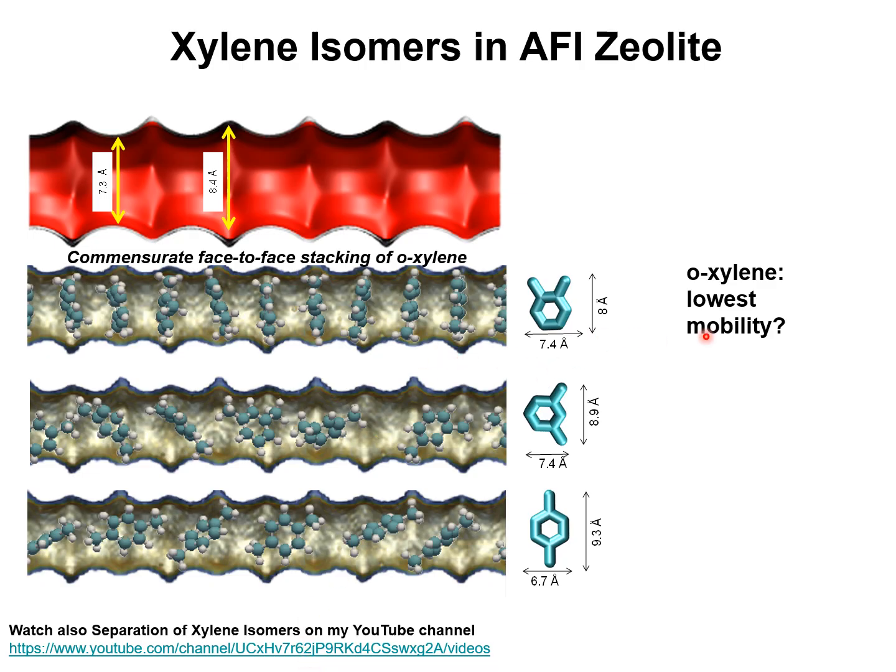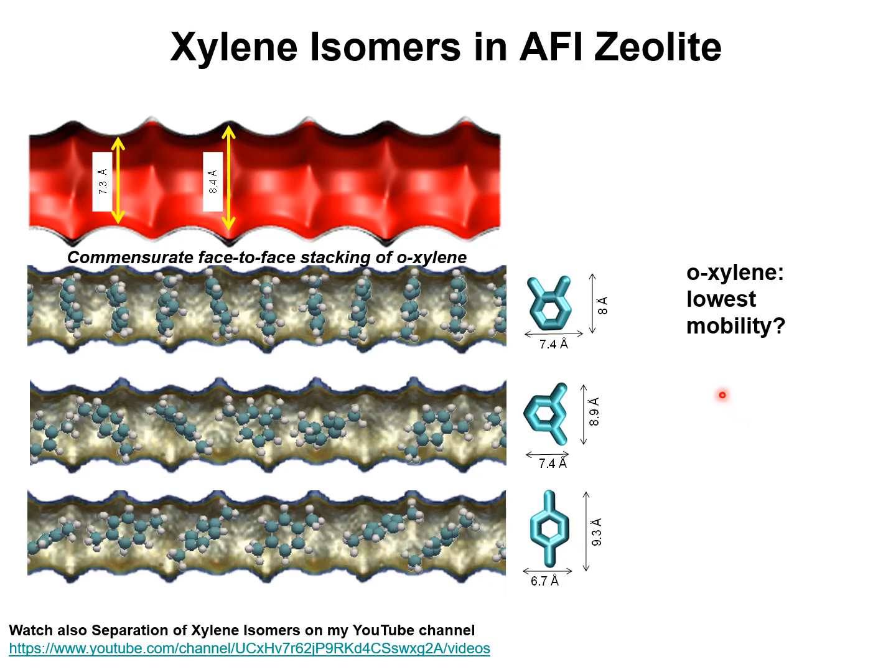I raise the question now, since the orthoxylene fits snugly here, does it imply that orthoxylene has the lowest mobility of these three isomers? I'm not aware of any diffusivity data to back up this hunch of mine, but I'll leave that as a thought-provoking question to interested viewers.